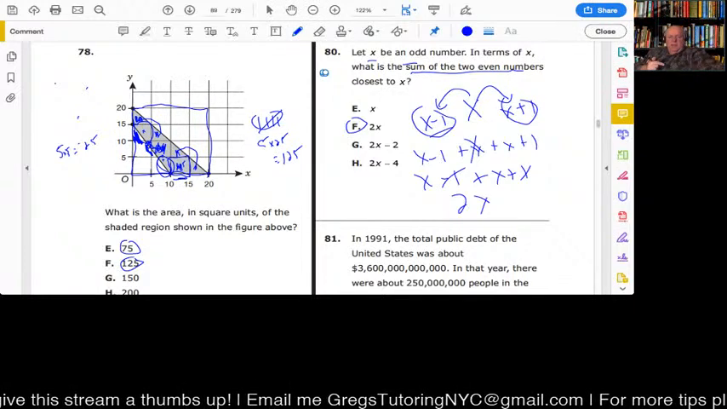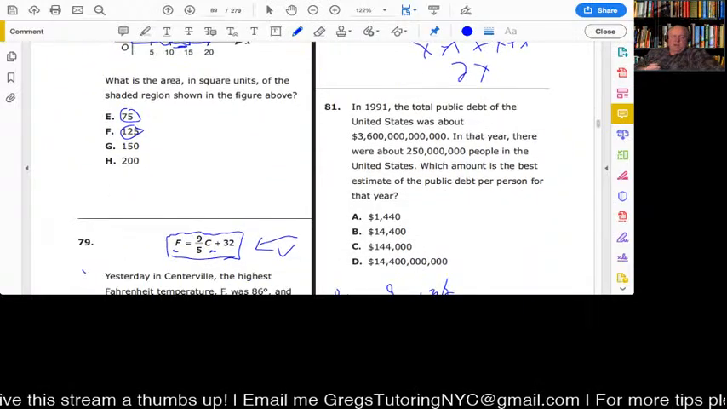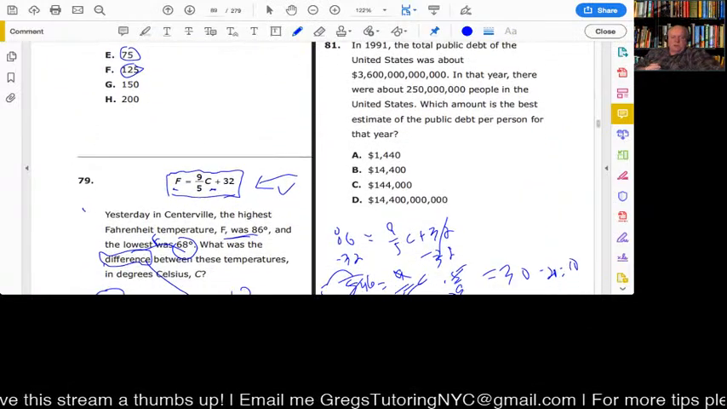Okay, that's 80. And this will be the last problem. If you guys have any general questions, you can pop them out there too.